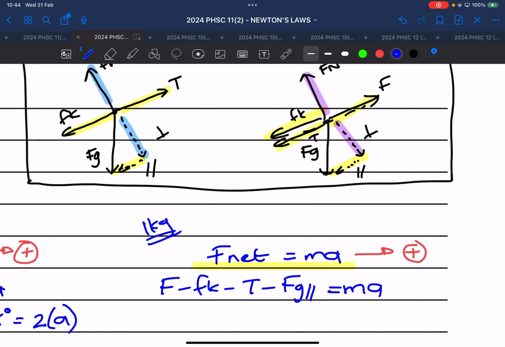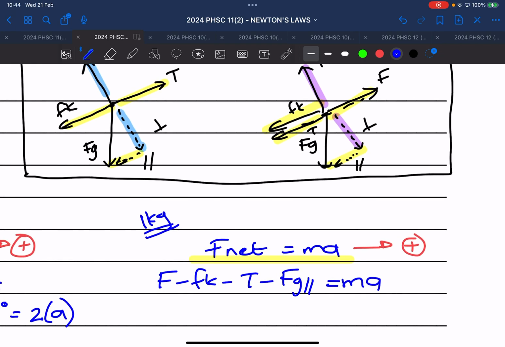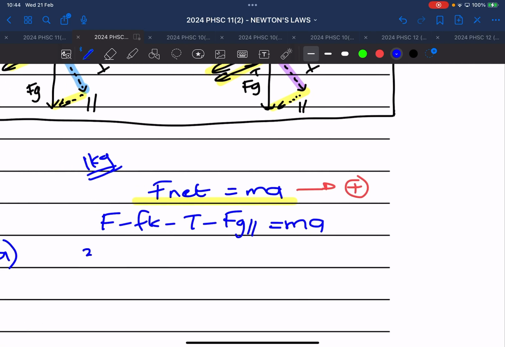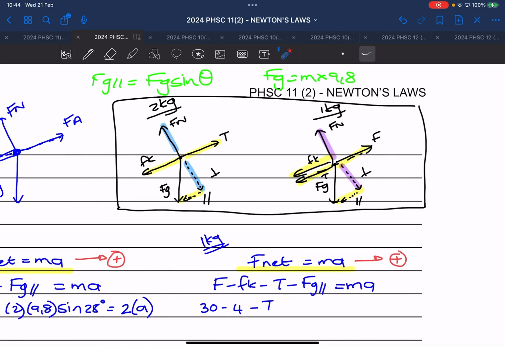Okay, I'm going to zoom in here. The applied force, they said, was 30 newtons. So that's 30. The frictional force, I think they said it's 4. The tension, we don't know. How do we calculate Fg parallel again? It's Fg sin of theta. How do we calculate Fg? It's mass times 9.8. So I'm going to say 1 times 9.8 times the sin of 28. The mass is 1, the acceleration.